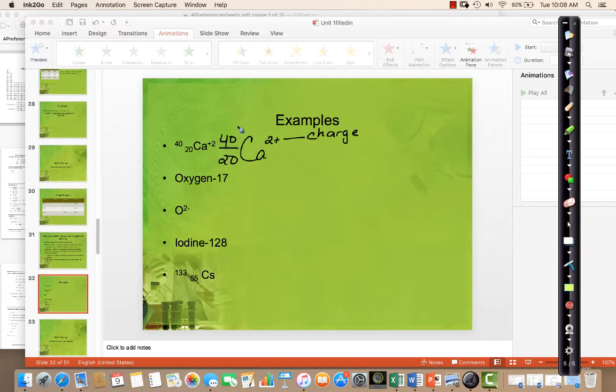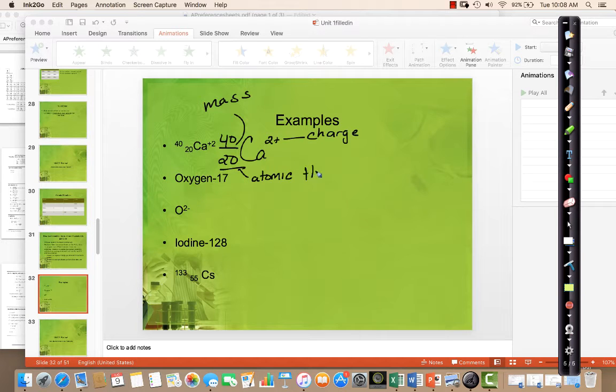Now the top number here, this actually tells us something. It tells us the mass. So you don't need to look it up on the periodic table. And you don't want to, because it could be an isotope which has a different mass. The bottom number here is your atomic number.